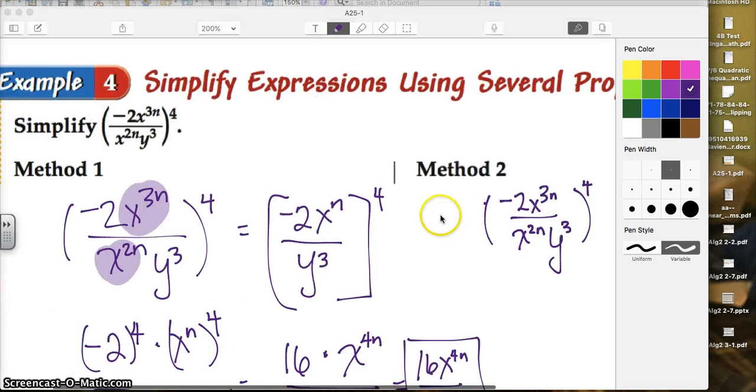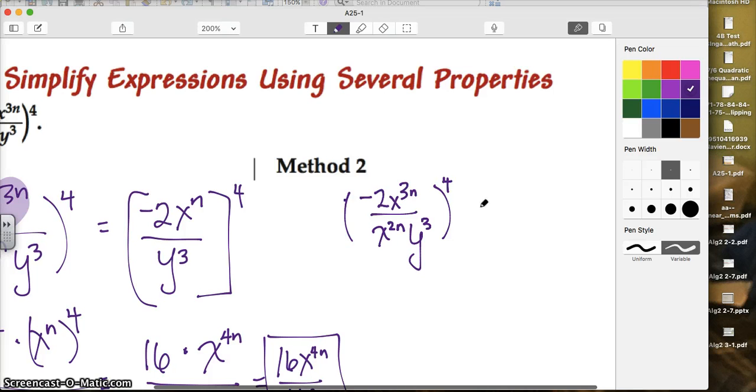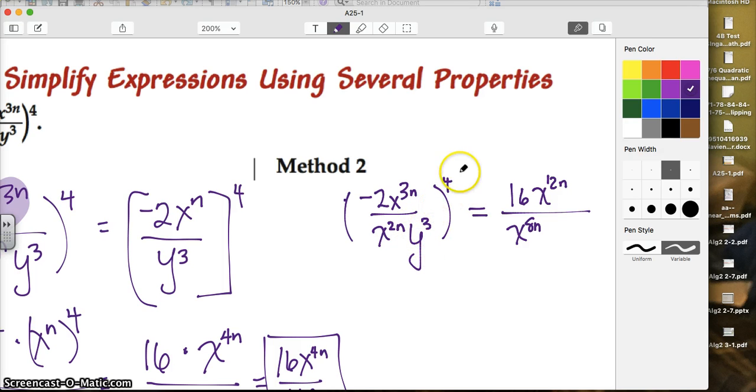Now, the other method is just to look at it a little bit differently. So starting off with that same problem, we're just going to raise everything to the 4th power. So negative 2 to the 4th power we know to be 16. X to the 3n raised to the 4th power is x to the 12n over x to the 2n to the 4th power is x to the 8n. Remember, power to power tells me to multiply. Y to the 3rd power raised to the 4th power is y to the 12th.